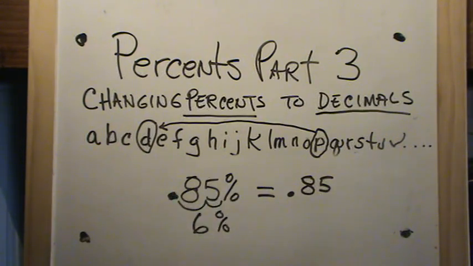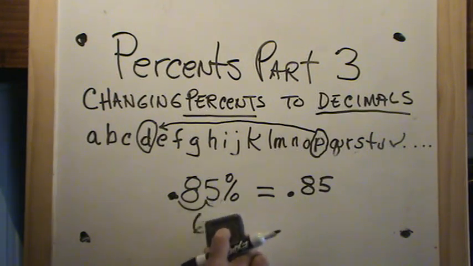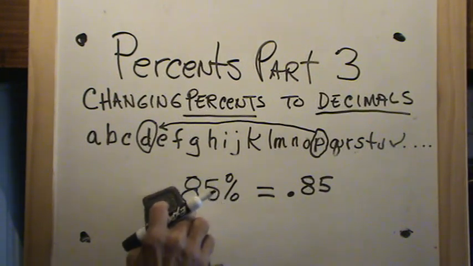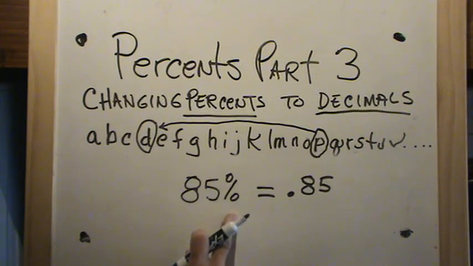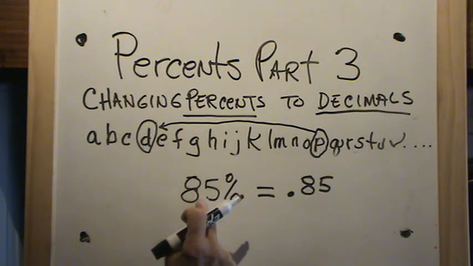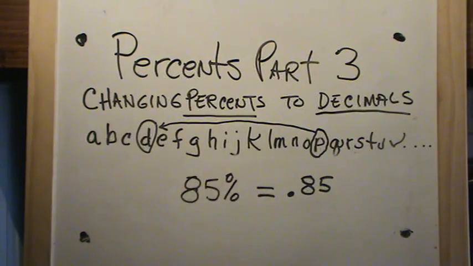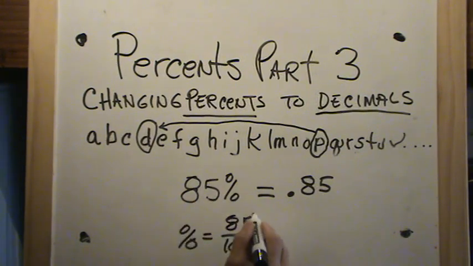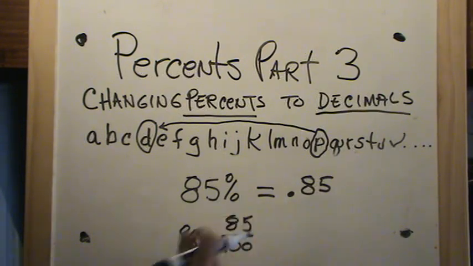So 85%. Let's clean this up a little just for our explanation. 85% is equal to 85 hundredths because we move the decimal place 1, 2, and take the percent sign away. And we know that the percent sign equals the denominator 100. So 85% is 85 over 100, which is really 85 hundredths. So you see how percents and fractions and decimals are all intertwined.